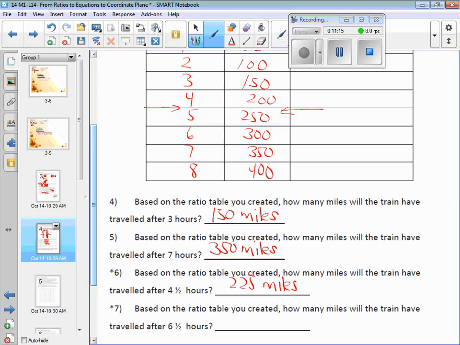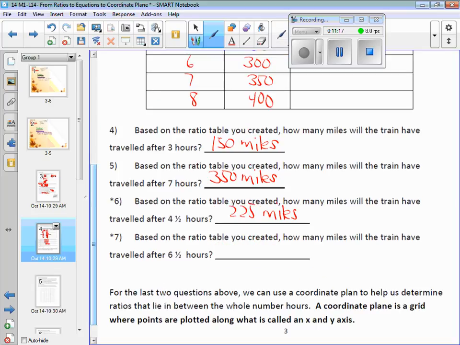Same idea now. How about 6.5? Amanda. 325. Let me say 325. That works. So a lot of you guys figured that out, right?